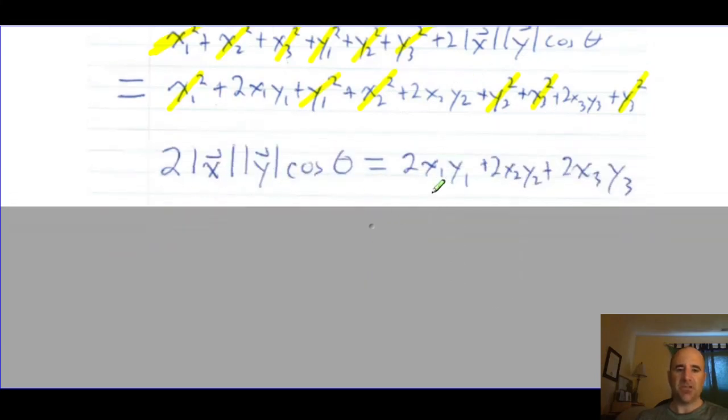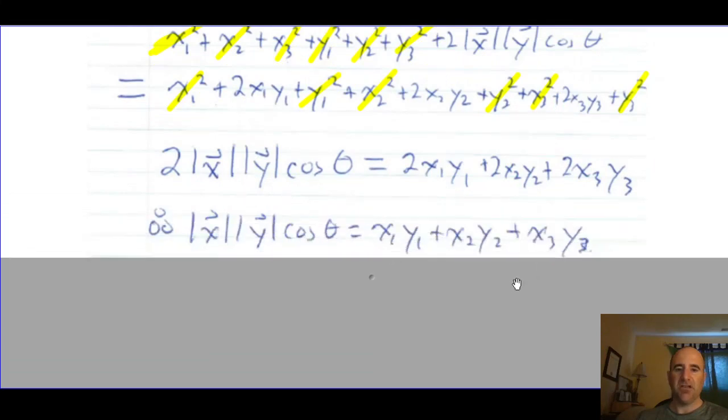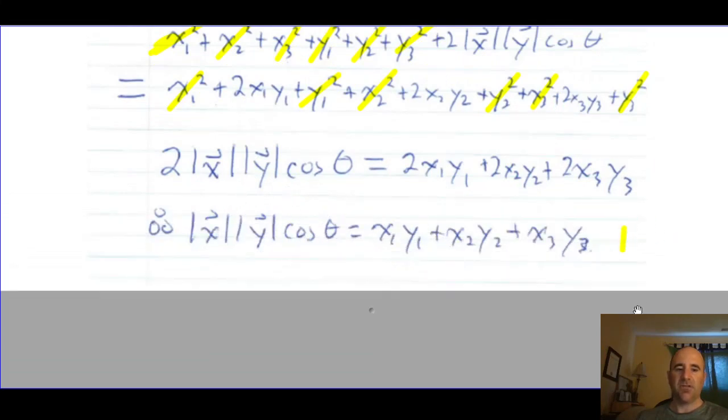So it must be that this is true. Divide everything by 2, and look what you get. There you go. There's the proof. The magnitude of x times the magnitude of y times the cosine of theta is equal to x1y1 plus x2y2 plus x3y3. So this relationship is true, and we call this relationship the dot product. We call this the dot product and this the dot product. And so there you have it.